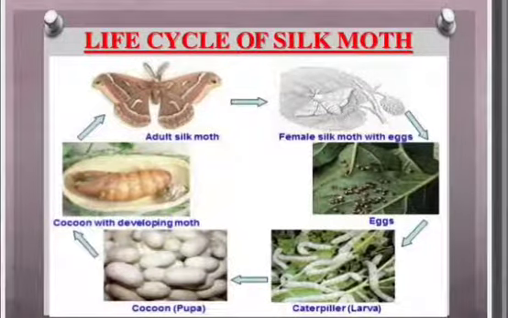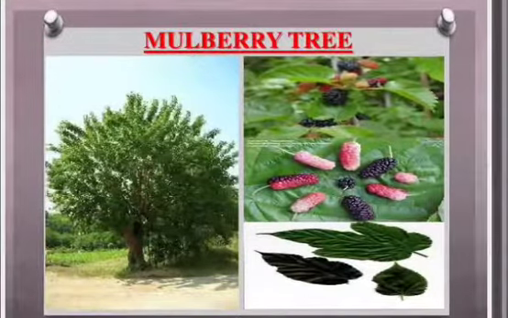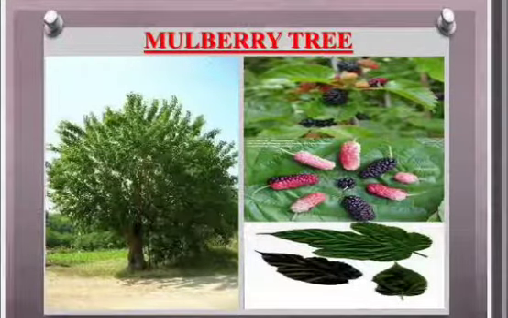Life cycle of silk moth. Firstly, the adult silk moth lays eggs. It feeds on the mulberry tree. After this, the eggs are collected and converted into caterpillars or larvae. Then they form the cocoon. Inside the cocoon there is a pupa. It weaves a fiber around itself, and this fiber is then collected. Mulberry tree, as we have read, the silk moth basically feeds on the mulberry leaves.